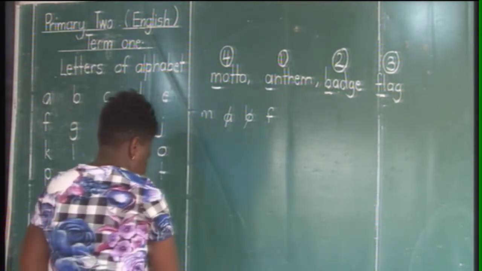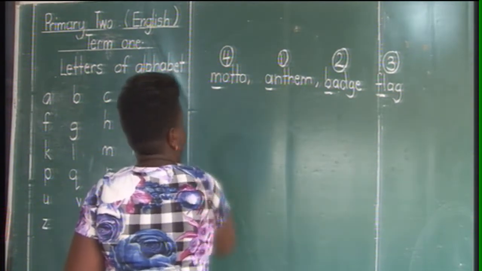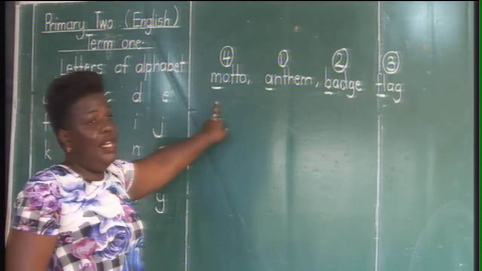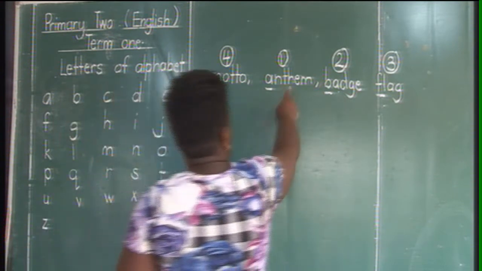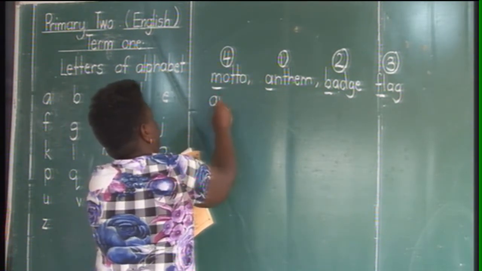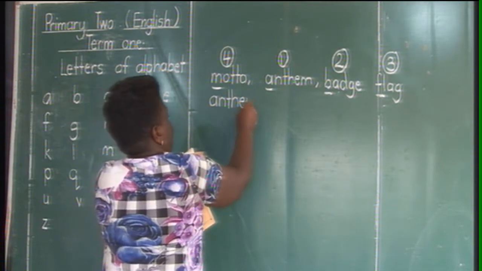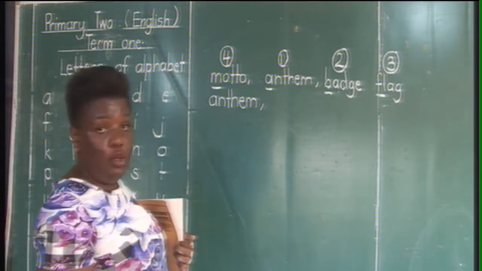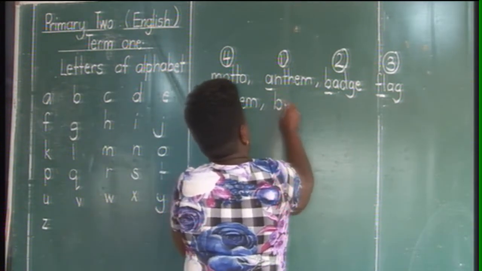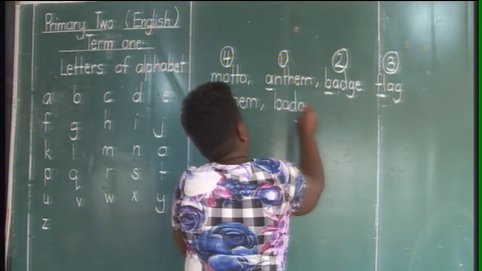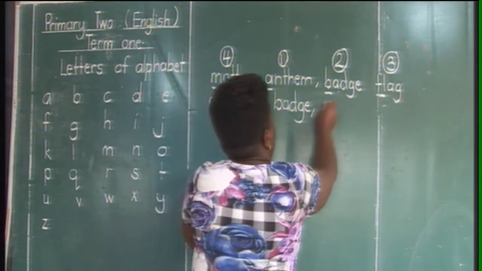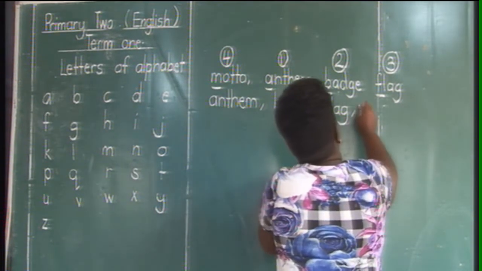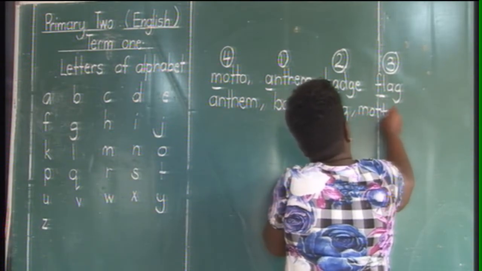So you don't leave it like that. You don't just write numbers and stop. No. Now you write the words again, beginning with what you made your number 1, and that is anthem. Anthem. This comma is very important. Don't leave it there. Anthem, comma. Number 2 we have badge, comma. Number 3 we have the word flag, comma, and lastly we have the word motto. So that's how we do it.